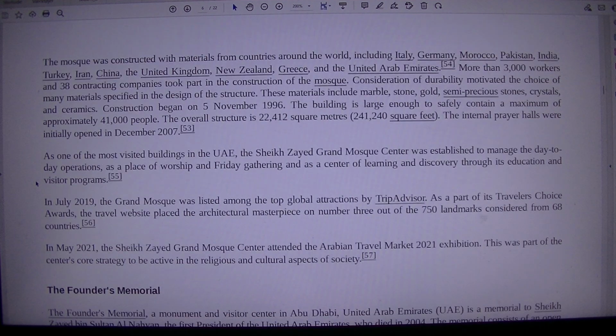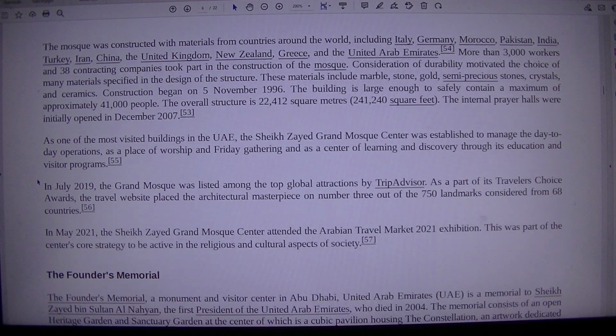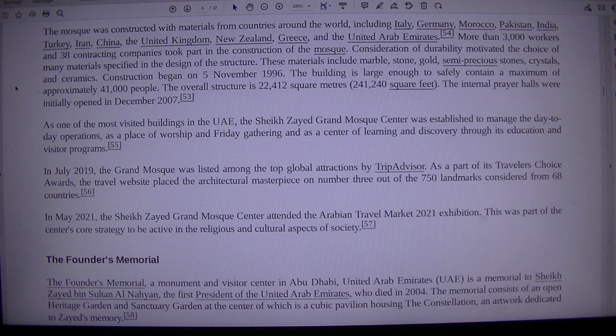53. The mosque was constructed with materials from countries around the world, including Italy, Germany, Morocco, Pakistan, India, Turkey, Iran, China, the United Kingdom, New Zealand, Greece, and the United Arab Emirates. 54. More than 3,000 workers and 38 contracting companies took part in the construction of the mosque. Consideration of durability motivated the choice of many materials specified in the design of the structure. These materials include marble, stone, gold, semi-precious stones, crystals and ceramics.